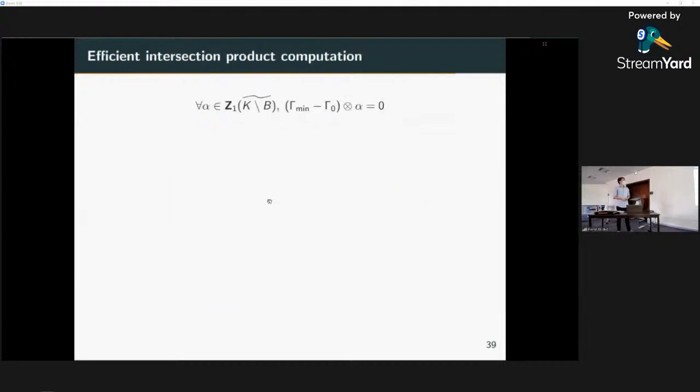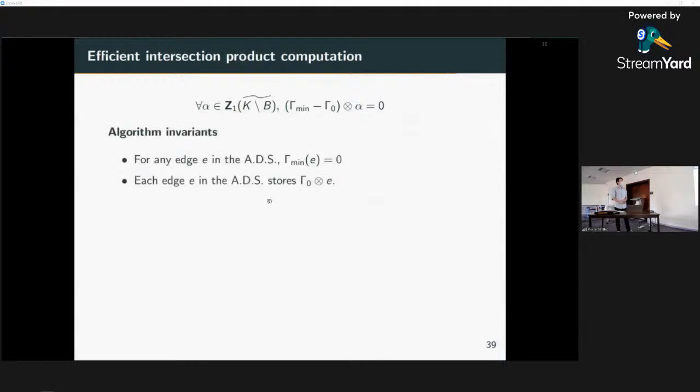What this allows us to do is, again, what we're trying to verify is that for any one-cycle of the disjoint set, the intersection product is empty. In our algorithm, we keep 2 invariants. The first is that for any edge in the augmented disjoint set structure, the coefficient of the solution on this edge is 0. The second invariant is that for any edge in this augmented disjoint set structure, the value that we store is the intersection product between gamma 0 and E.